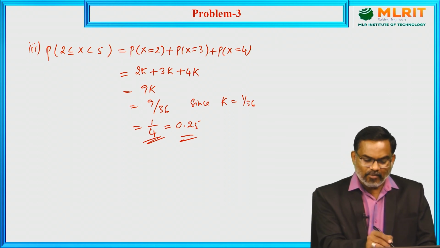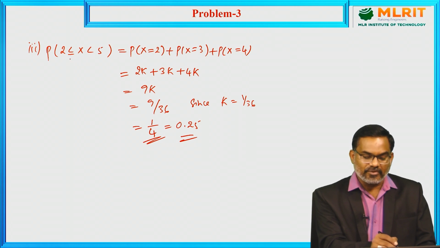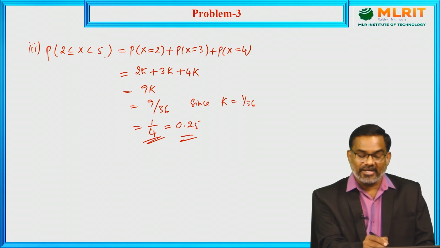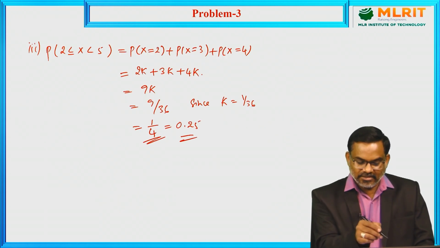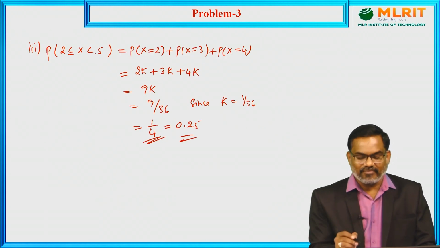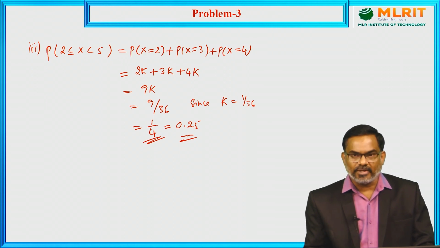Similarly, if the problem is to find the probability of 2 less than or equal to X less than or equal to 5, then we will add 5K also. In this problem, it is given strictly less than 5. Hence, the answer is 0.25.